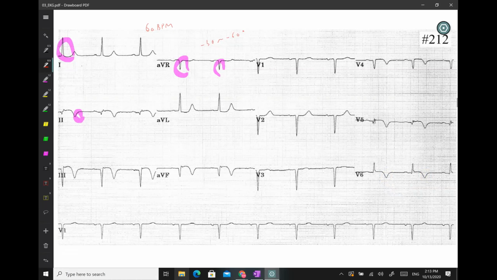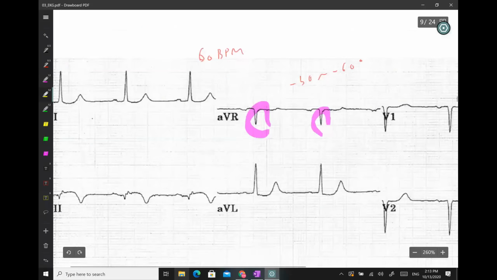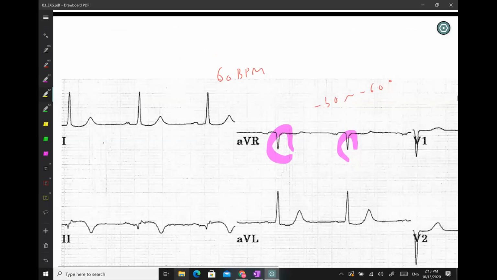Correct. Now the next one, look at the morphology of the P wave. Whether this is wider or taller, you can look at in lead number 1, for example, the P wave. Okay. Let's enlarge your screen. I think it's taller than normal. What can you see? Let's see in lead number 1.